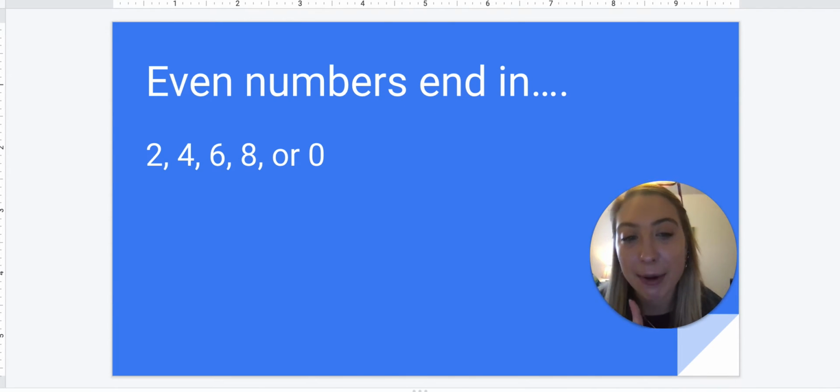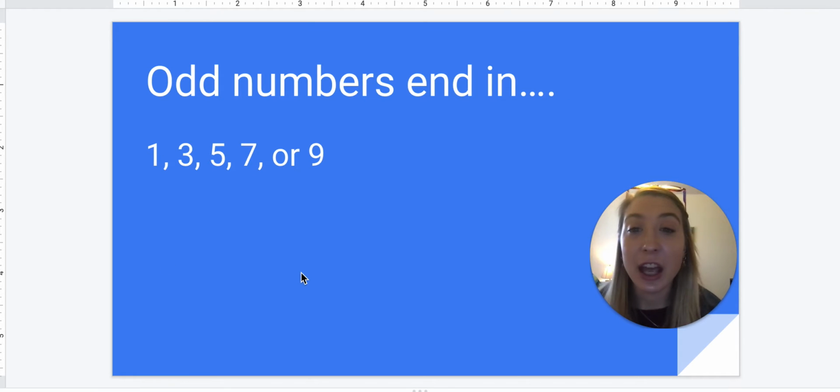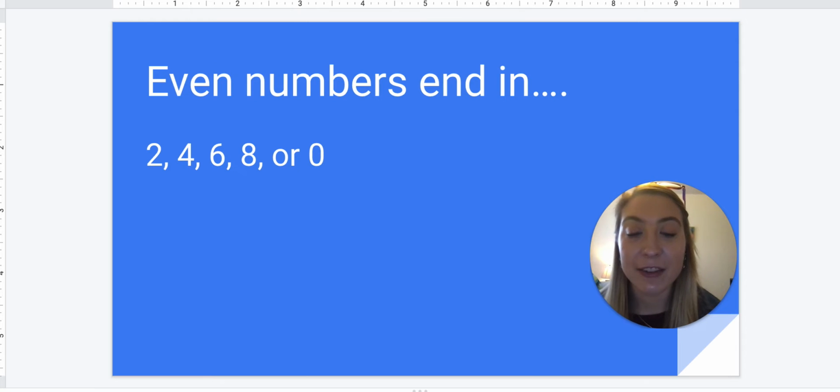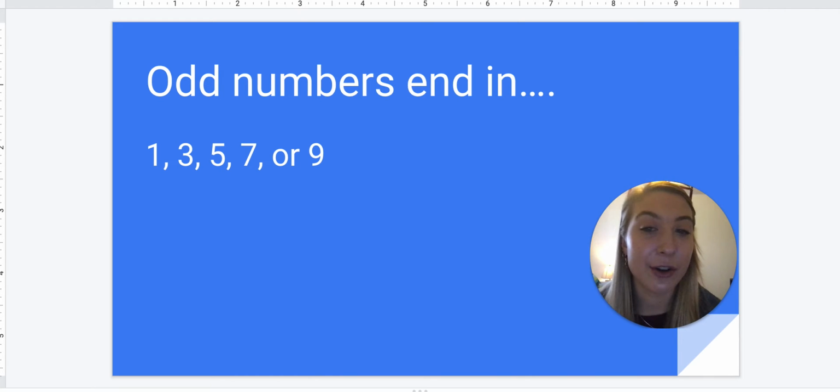But now we're going to talk about odd numbers. Odd numbers end in 1, 3, 5, 7, or 9. So if we look at a number and in the ones place we see a 1, 3, 5, 7, or 9, we know that that's going to be an odd number. So remember, even ends in 2, 4, 6, 8, or 0, and odd ends in 1, 3, 5, 7, or 9. So make sure to write these down.